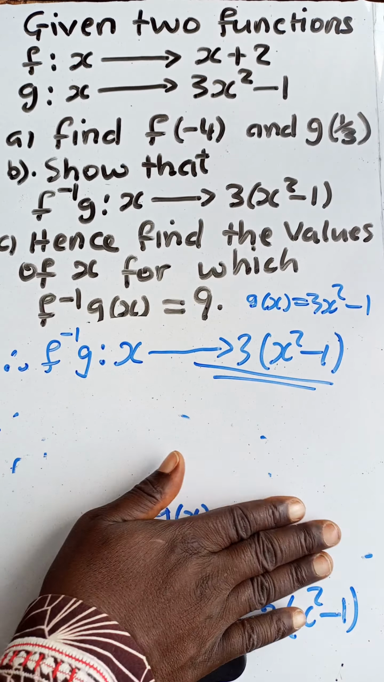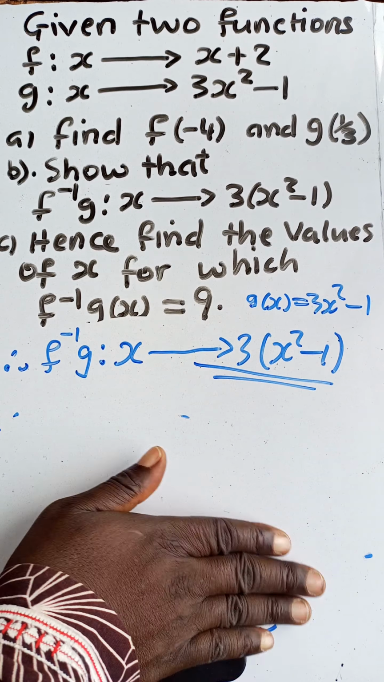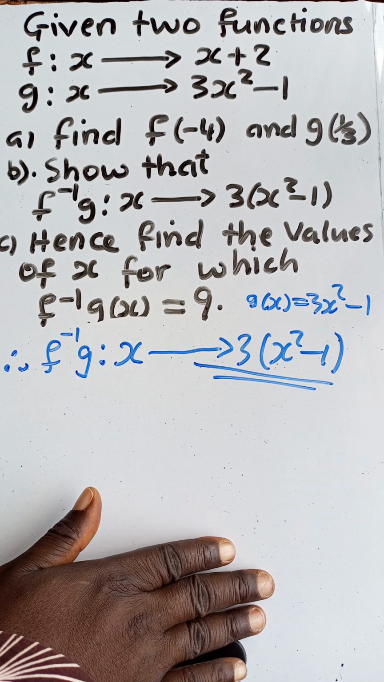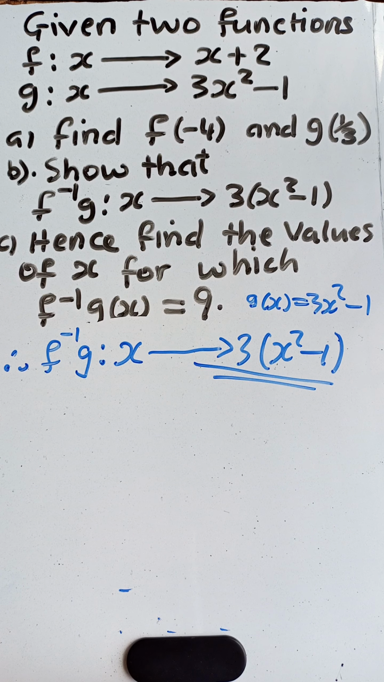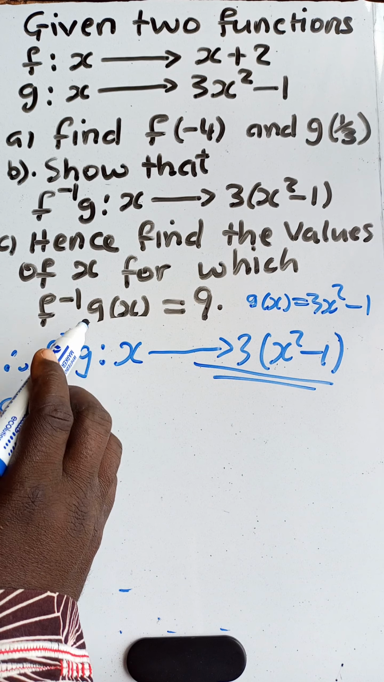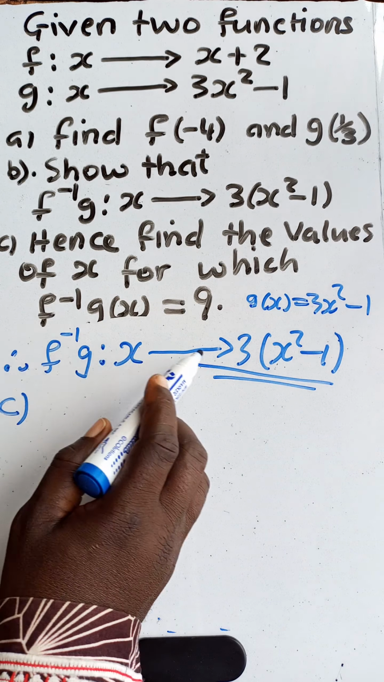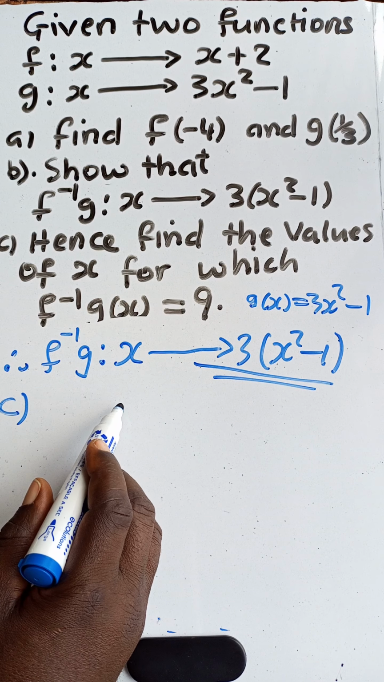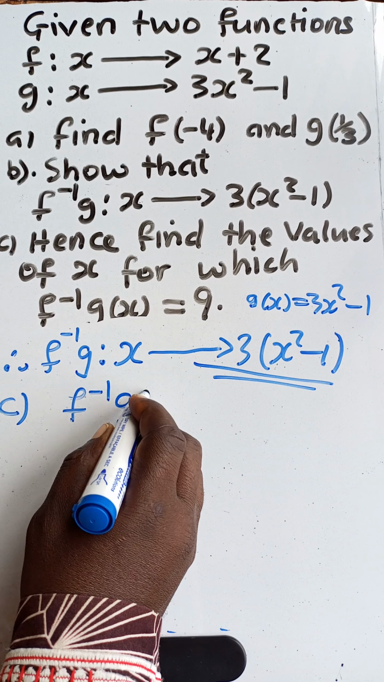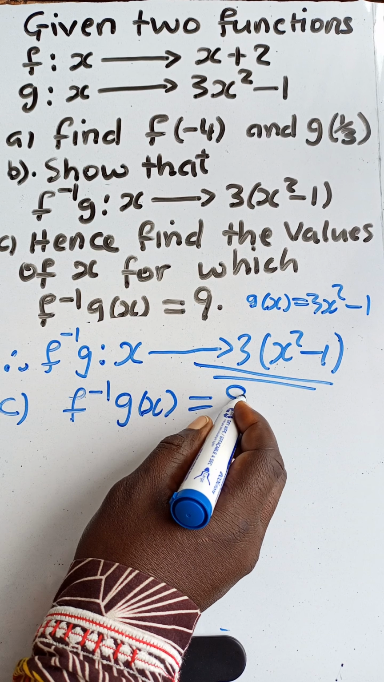Okay, now let's look at the third part of this question, question C. It says we should therefore find the values of x for which this composite function is equated to 9. All right, so f inverse g of x equals 9.